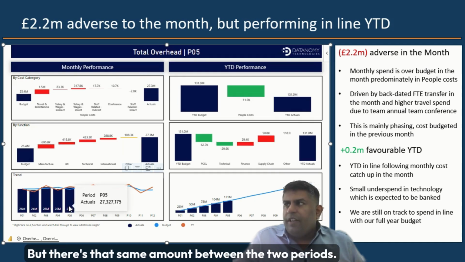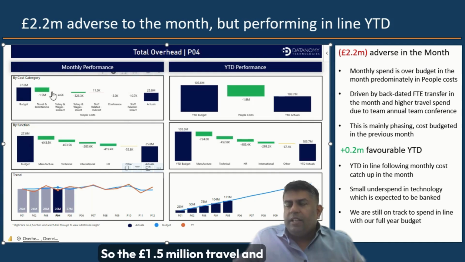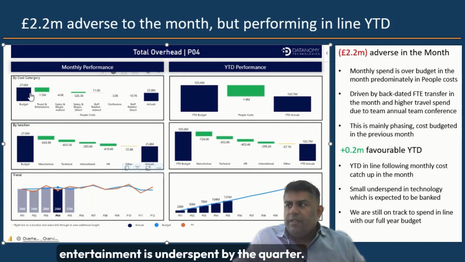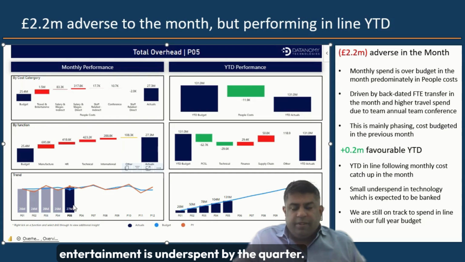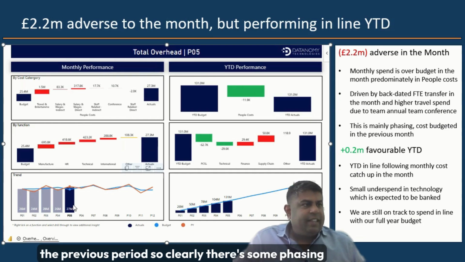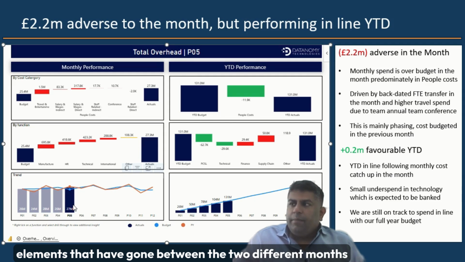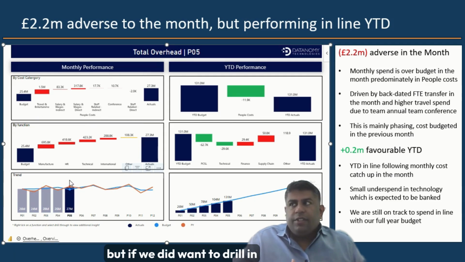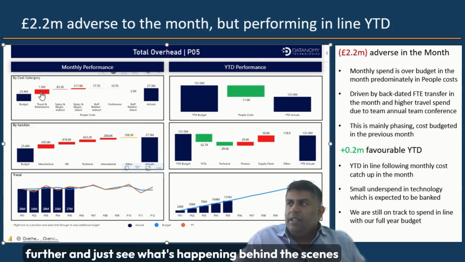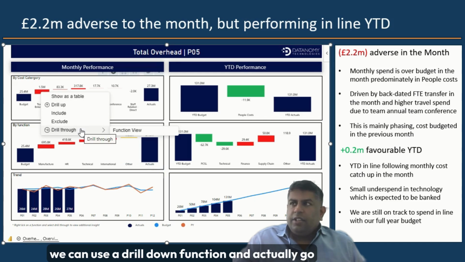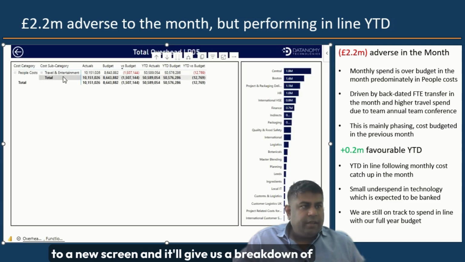So the 1.5 million travel and entertainment is underspent by the equivalent in the previous period. So clearly there's some phasing elements that have gone between the two different months there. But if we did want to drill in further and just see what's happening behind the scenes, we can use a drill down function and actually go to a new screen, and it'll give us a breakdown of that same spend.